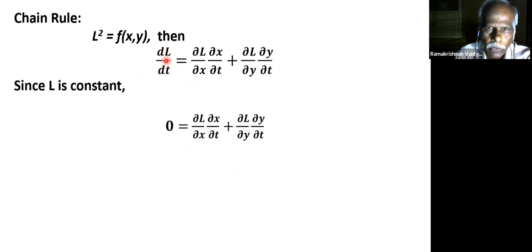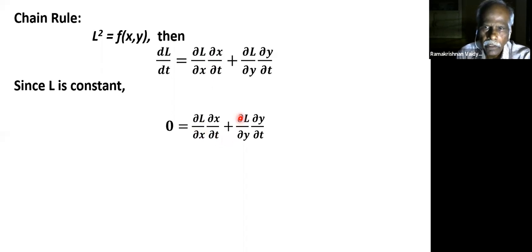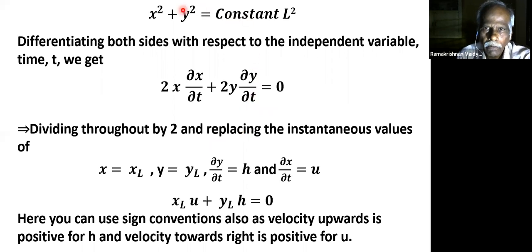And differentiating L squared with respect to t is 0. The differential of L squared with respect to x, because L squared is x squared plus y squared, keeping y squared as constant, is 2x. And dou x by dou t is u. So 2x u. So L squared differentiates to 0, x squared differentiates to 2x, and dx by dt is u, and y squared differentiates to 2y, and dy by dt is h, equal to 0 here. You can see the previous relations. The differential of L squared with respect to y is nothing but the differential of y squared with respect to y, dou y by dou t, is 2y, dou y by dou t.